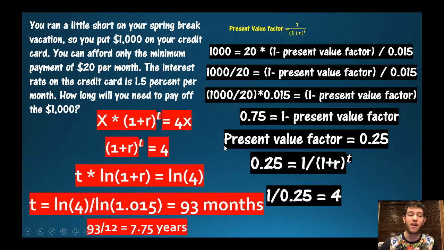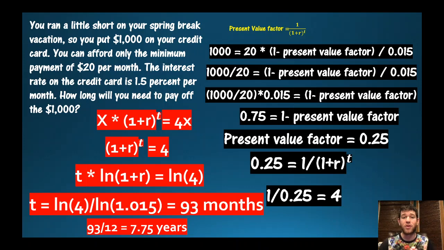And if we wanted to convert that to years, well, we take the months divided by 12 because there's 12 months in a year. We get 7.75 years. So it would take us 7.75 years to pay back a $1,000 debt on a credit card if we can only afford to pay $20 per month and the increase rate is 1.5% per month.